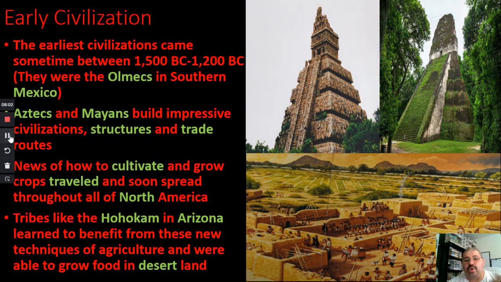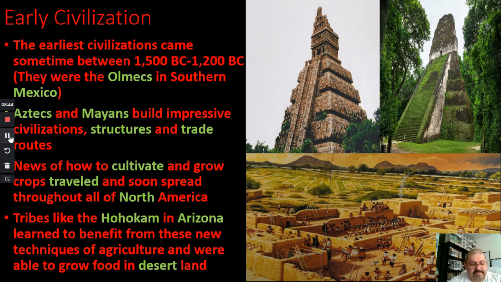Now, news of how to cultivate and grow crops traveled and soon spread to North America. And that's one of the things they traded during the trade routes. Sometimes they would trade, okay, hey, we'll take some furs, and we'll show you how to grow crops. We'll show you how to get water from this area to all the way to you, instead of you guys carrying buckets of water. And that's one of the key things in civilizations: access to water and having food year round.